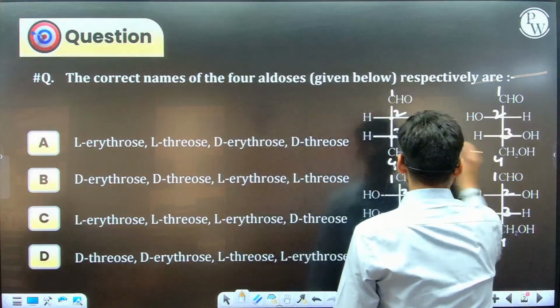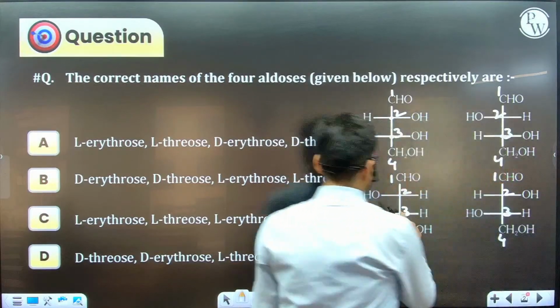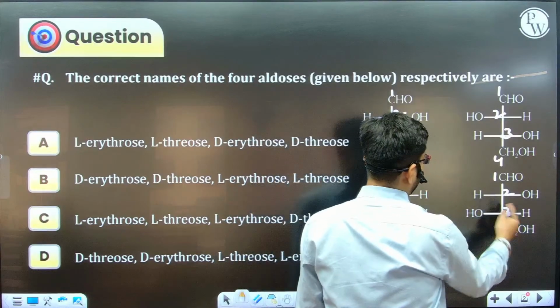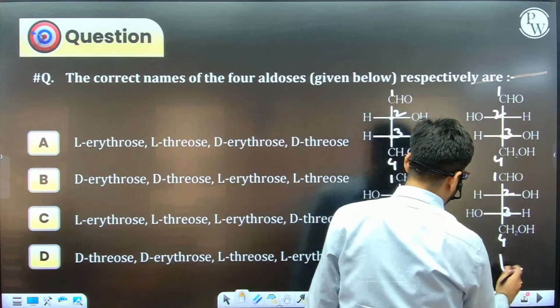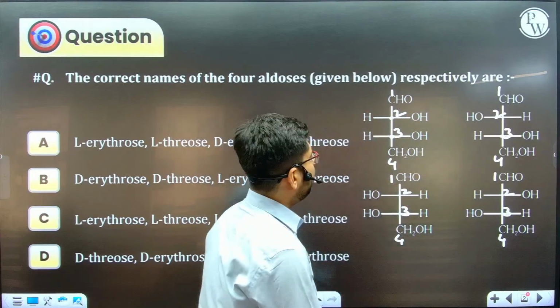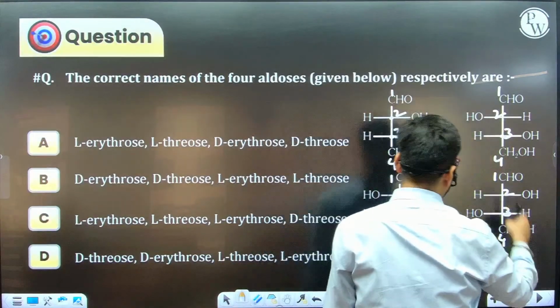So this is D. Even here, if we see OH lies on the right, so this is D. Here, if you see OH lies on the left, so this is L. And here also, if you see OH lies on the left, so this is L. Okay. That is one thing. So we have figured out whether it is D or L. So this is D, this is D, this is L, this is L.